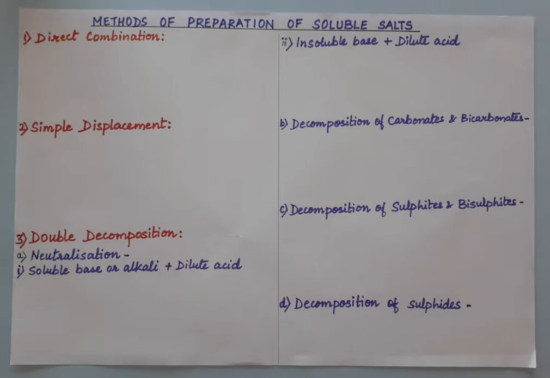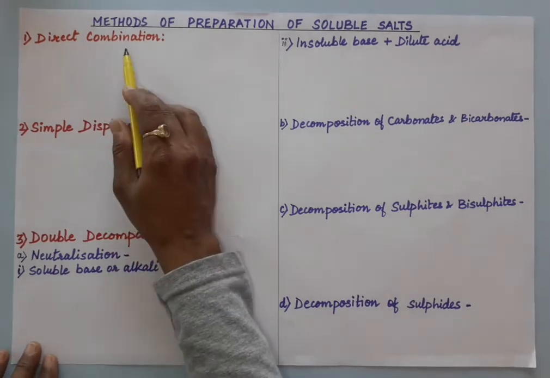Now the salts which are soluble and insoluble, how will we know? So for that we have to remember the solubility chart, right? So the first method to prepare soluble salt is direct combination.